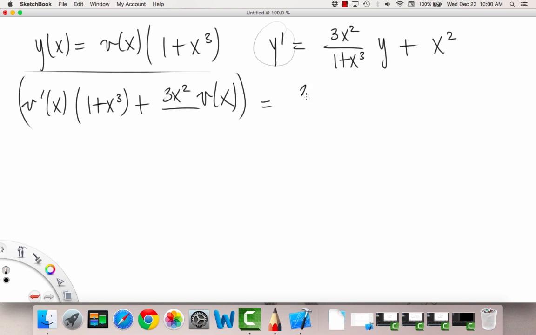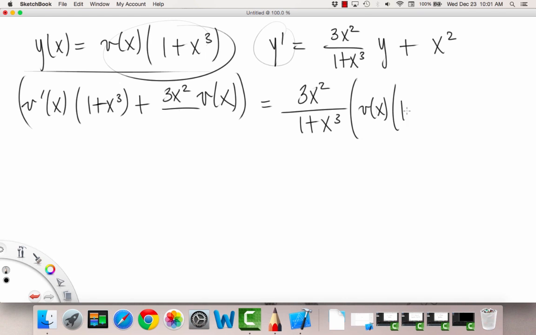And then this is going to be equal to, according to our ODE formula, 3x squared over 1 plus x cubed. And then y, we're just going to plug this directly in. So we have our v of x times 1 plus x cubed. So we see that we can do some cancellations later on. And this is plus x squared from the formula there.